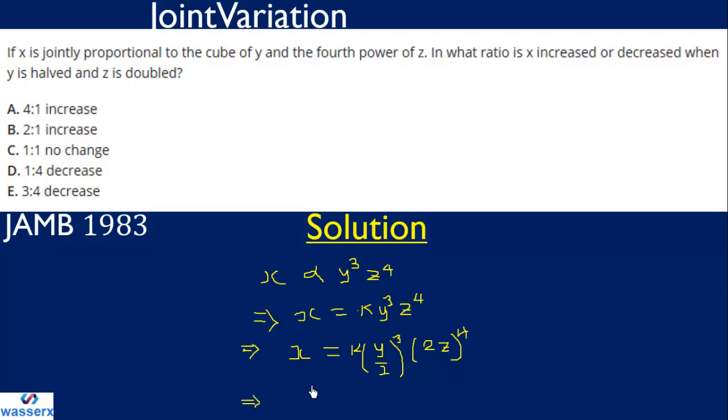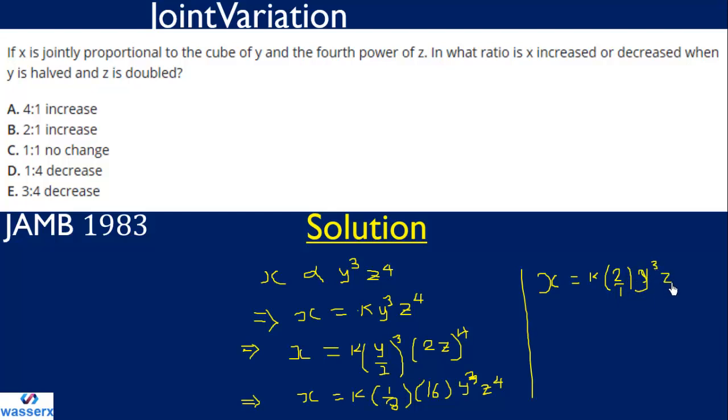So we simplify this, so we get x equal k times y to the exponent of 3 over 8, or the same as 1 over 8 times 16. Then we have y exponent 3 times z exponent 4. Now we obtain x to be equal to, 16 over 8 will give us 2 over 1, times the same quantity, which is y cubed z to the fourth power.